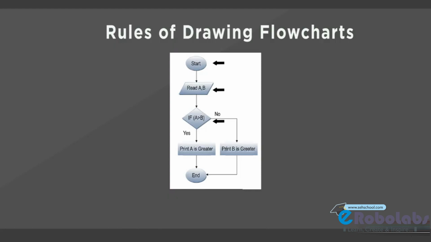All boxes of flowcharts are connected with arrows to show the logical connection between them. Flowchart will flow from top to bottom. All flowcharts start with the start box and end with the terminal box.